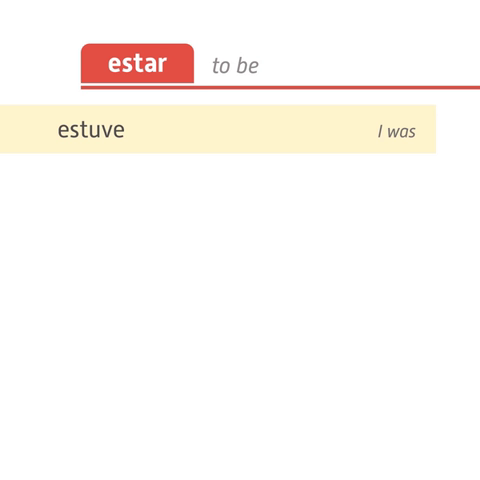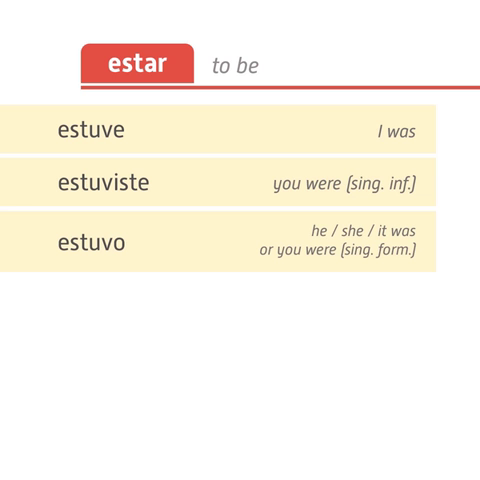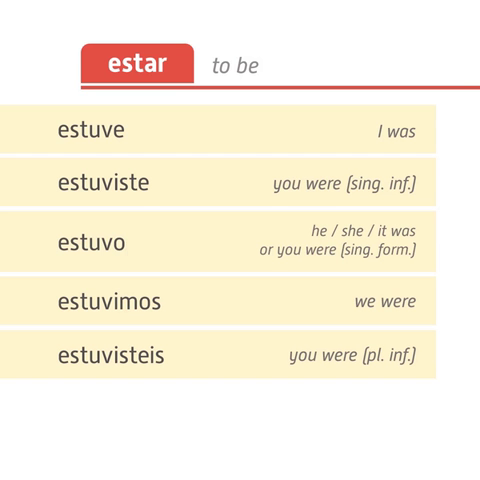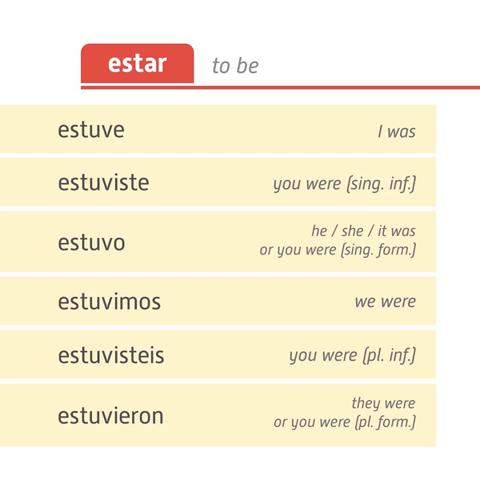Estuve, meaning I was. Estuviste, meaning you were when you is singular and informal. Estuvo, meaning he was, she was, it was, or you were, depending on the context and if you is singular and formal. Estuvimos, meaning we were. Estuvisteis, meaning you were when you is plural and informal. And estuvieron, meaning they were or you were when you is plural and formal.